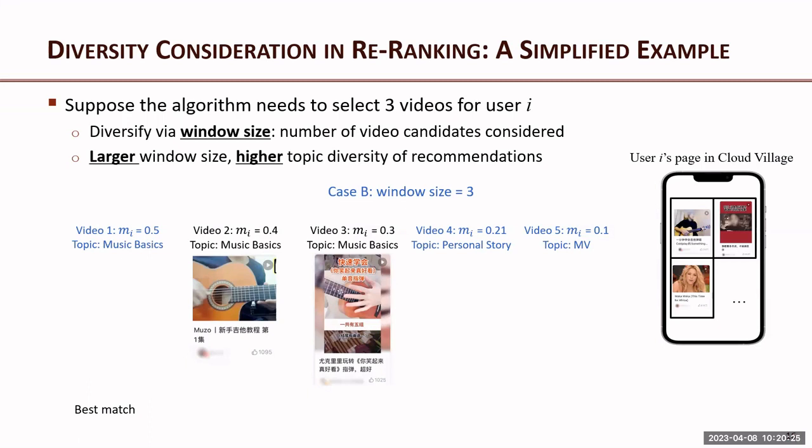So any questions about this part? Go ahead. So if that's the case, I think the sum of all the M's here is lower compared to the case with a smaller window size. So this goes back to our question before. Would this suggest that by definition, if you increase the diversification, you definitely decrease the personalization? Yes, I agree with that. It's like we'll sacrifice a bit of the recommendation efforts.